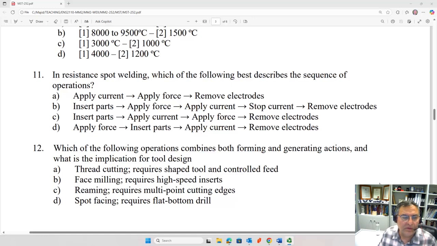B, face milling requires high speed inserts. Well, this is not correct. This is not actually in agreement with what is in the statement of the question. C, reaming requires multi-point cutting edges. This is correct, but not in agreement with what is in the statement of the question. And D, spot facing requires flat bottom drill. Well, again, this is not in agreement with what was in the statement of the question. So the right answer, of course, is A.